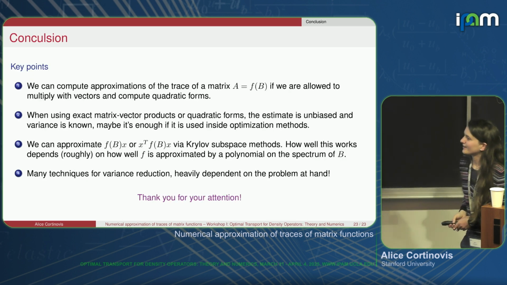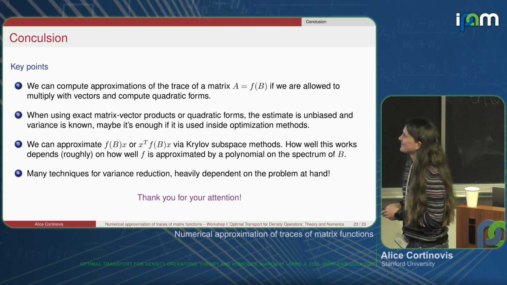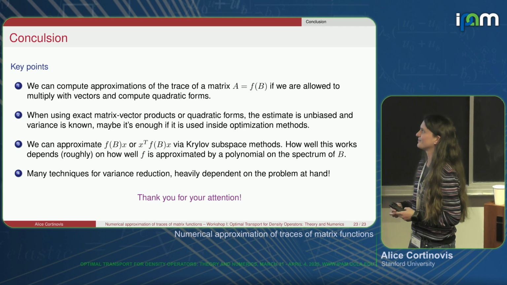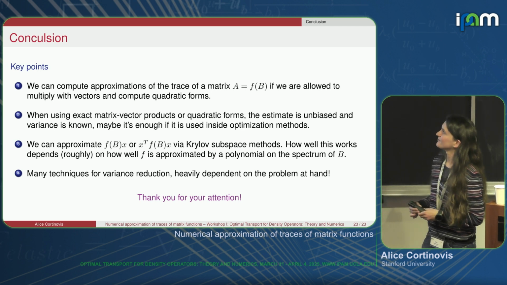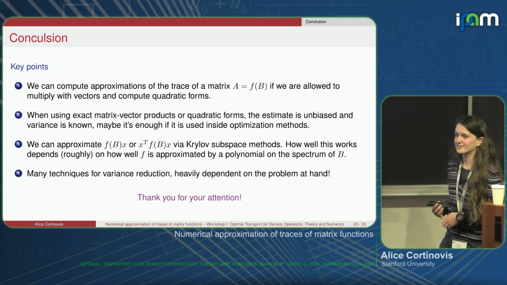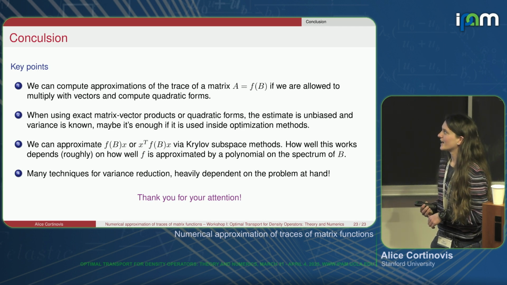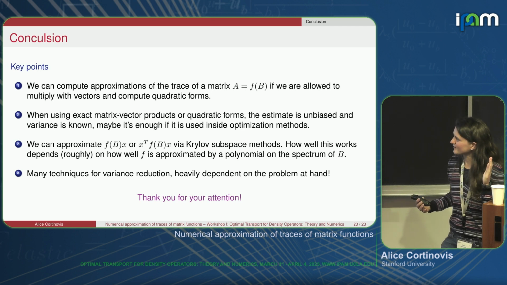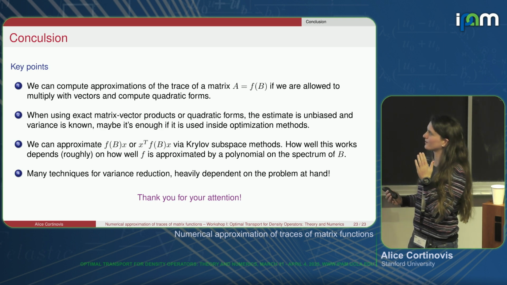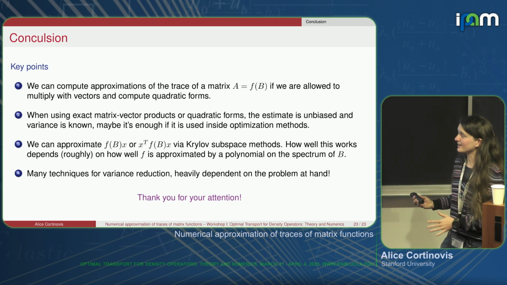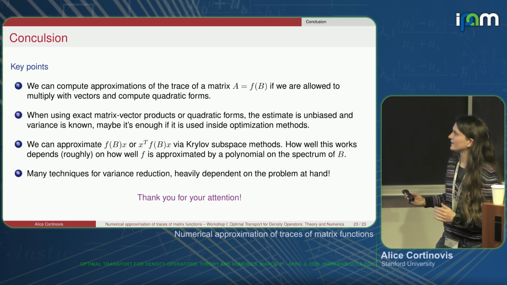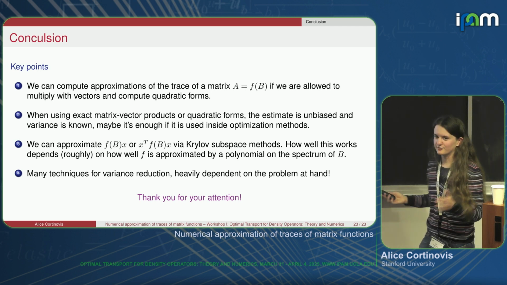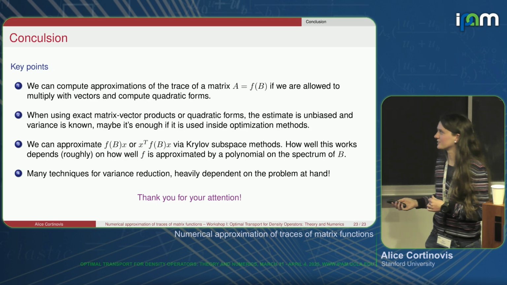Okay, so I'm on my last slide, so just to sum up a bit. We can compute approximations of the trace of a matrix function if we're allowed to multiply with vectors and compute quadratic forms. And the theory tells us exactly that, if you're using exact matrix vector products or quadratic forms, the estimate is unbiased, the variance is under control, and you also have some concentration results, at least for Gaussian random vectors and Rademacher random vectors.